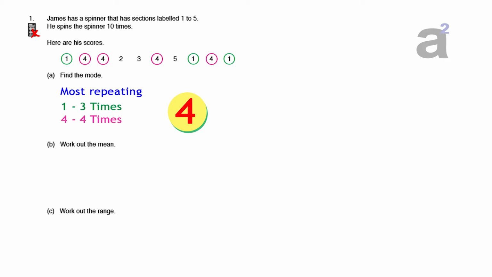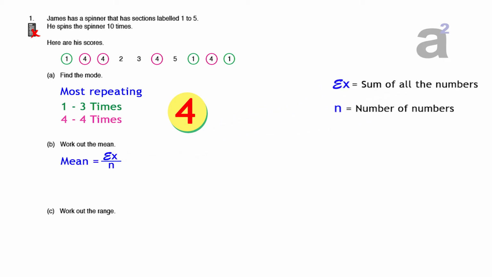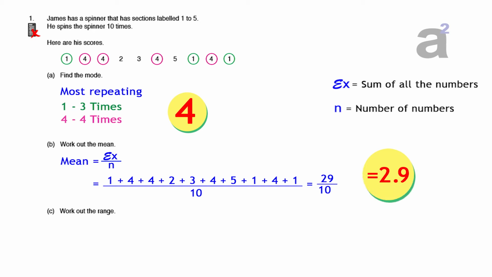Work out the mean. Mean can be defined as sigma x over n. Sigma x means the sum of all the numbers, n means the number of numbers. So let's add all of them and divide by 10. So the mean is 2.9. Work out the range. What's range? The range means the largest number minus the smallest number. So in this data, 5 is the largest and 1 is the smallest. So the range is 4.